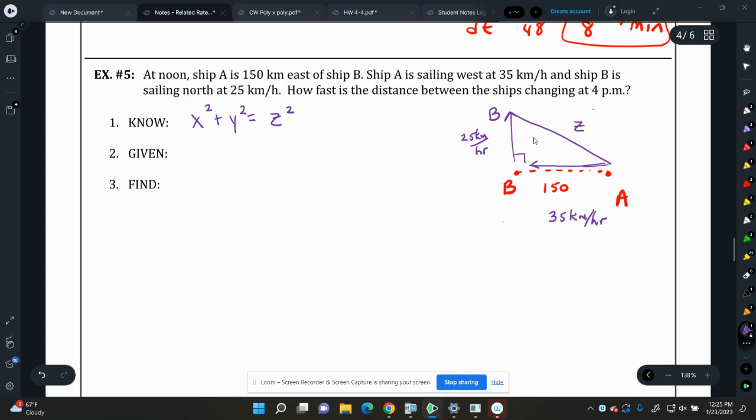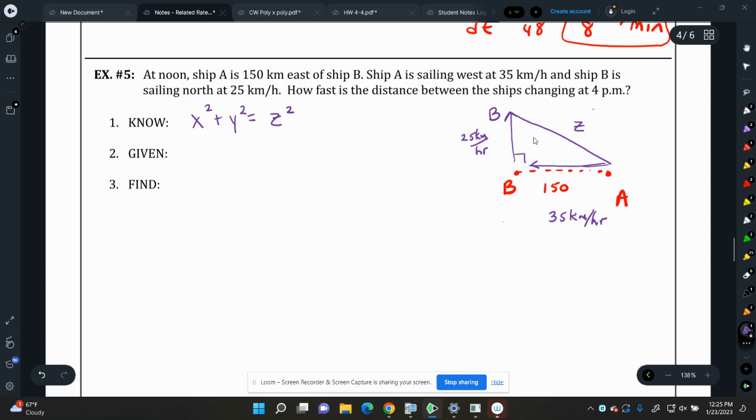We've got x. Why did we subtract? Because ship A started 150 kilometers away, and it's moving towards ship B. And then y will be 25 times 4, which is 100 kilometers.